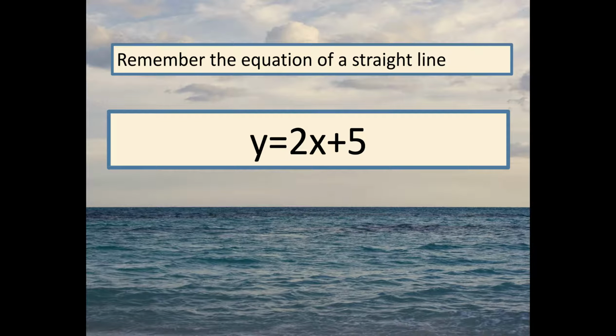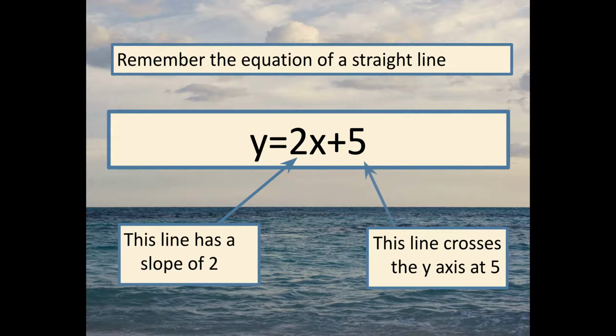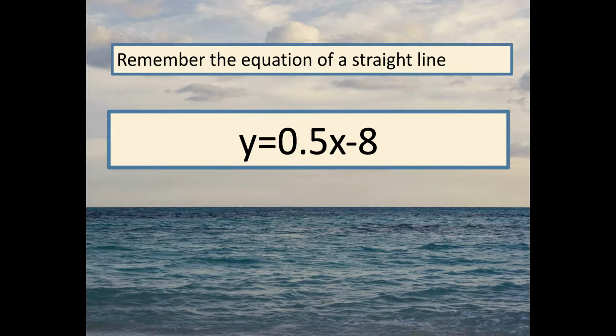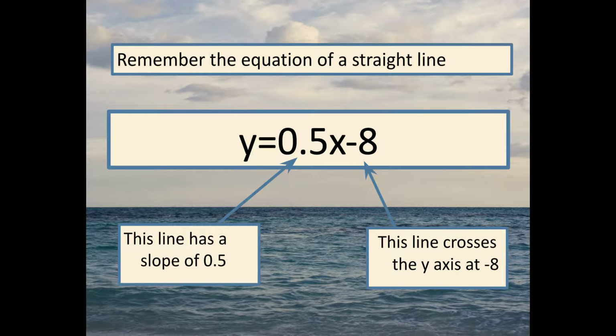So if I have y equals 2x plus 5, I know 2 is the slope, and 5 is where it's going to cross the y-axis, in other words, the y-intercept. If I have this, it's no different. 0.5 is your slope, and negative 8 is where it crosses the y-axis, so your y-intercept.